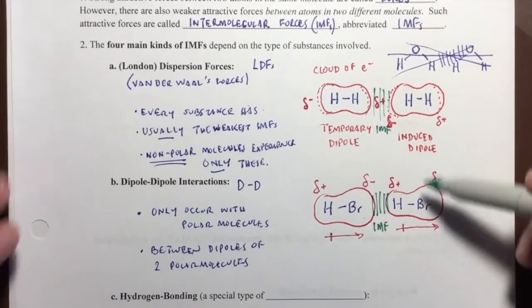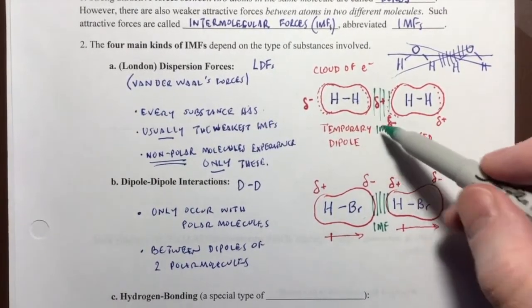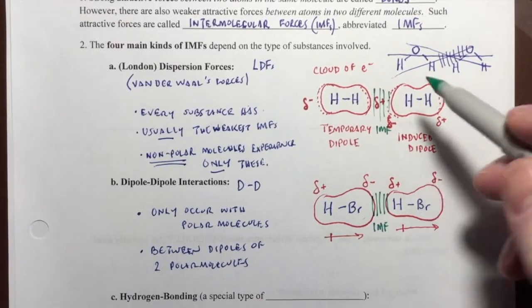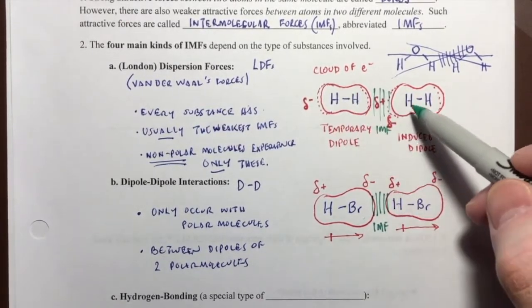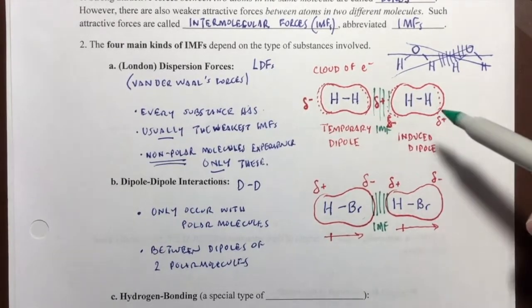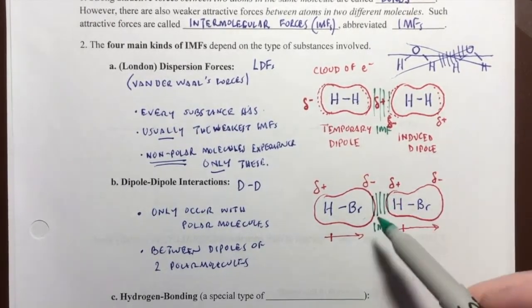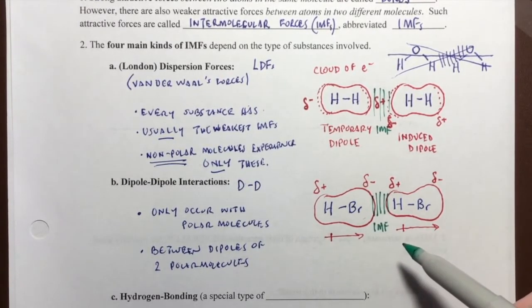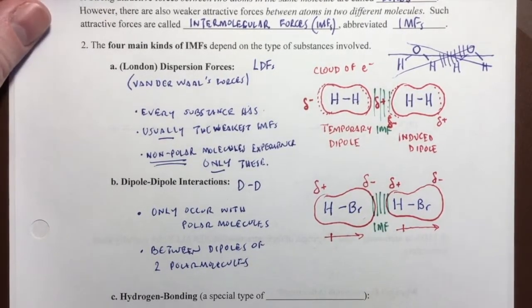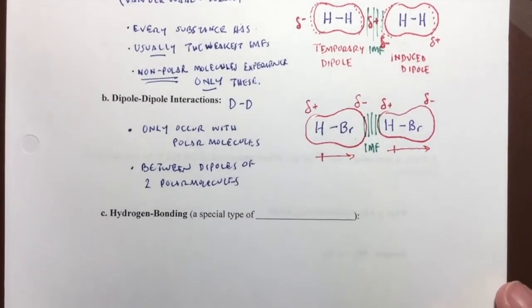What's the difference between these two? Both of them are intermolecular attractions. This is an IMF that occurs between two nonpolar molecules. This is one that occurs between two polar molecules. Okay, so there's our first two types of intermolecular attractive forces.